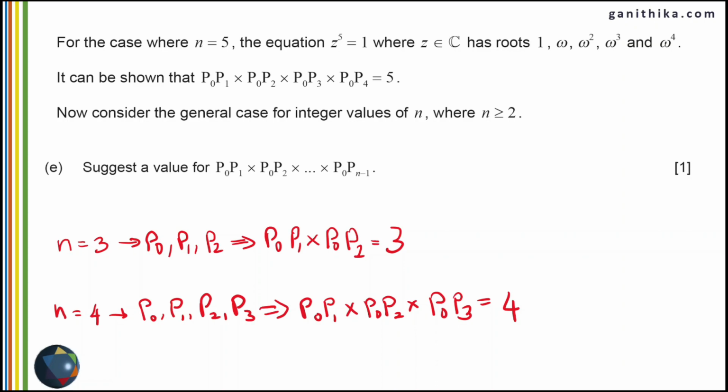So for n equal to 3 it is 3, for n equal to 4 it is 4, for n equal to 5 the product is equal to 5. Therefore naturally for n equal to n the product is equal to n. So you are going to suggest the value for this product to be equal to n. This is just one more question. Don't spend any more time on this. Just put equal to n for this question. You don't have to write anything else for this question.